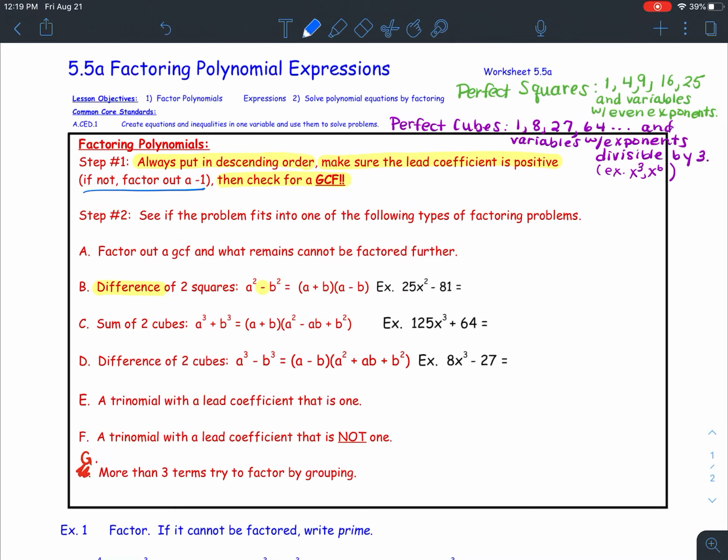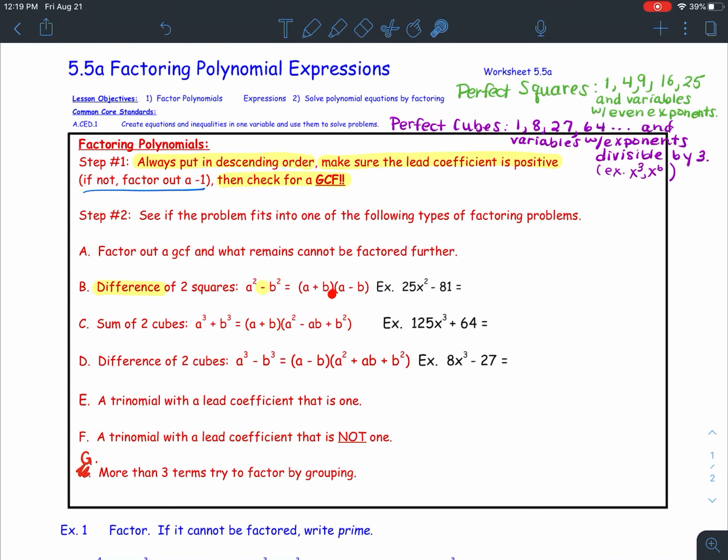Here's an example: 25x squared minus 81. 25 and 81 are both perfect squares. I can see the exponent on the x is 2. It's even, so x squared is a perfect square, and it definitely has subtraction. If this was addition in between, that would not be a difference of two squares.